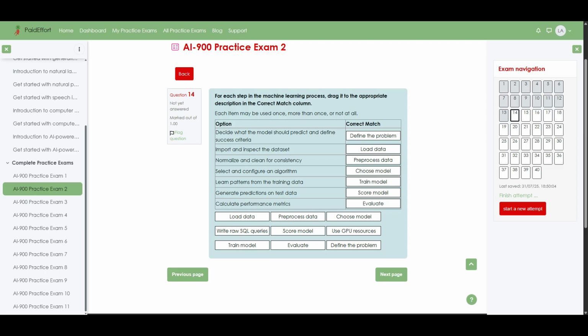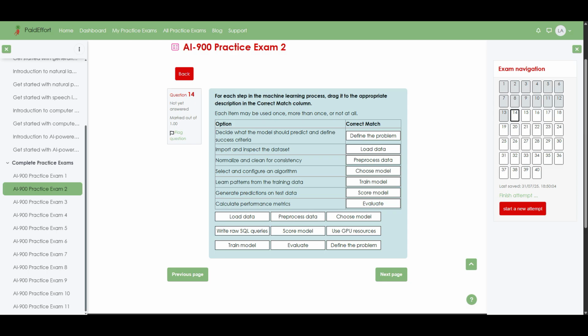With the model selected, it's time to train. This is when the algorithm learns from the labeled training data, finding patterns and relationships it can use to make predictions. After training, the model is tested. It generates predictions on a test dataset, and this is known as scoring the model.